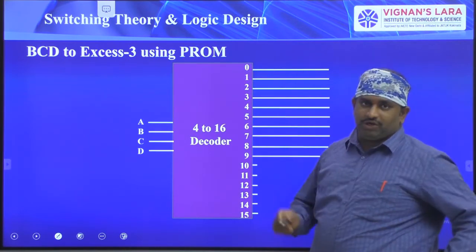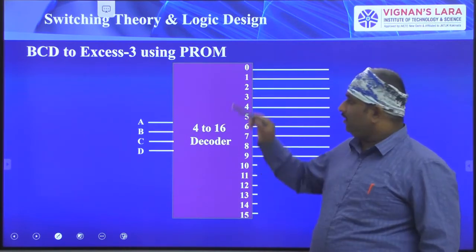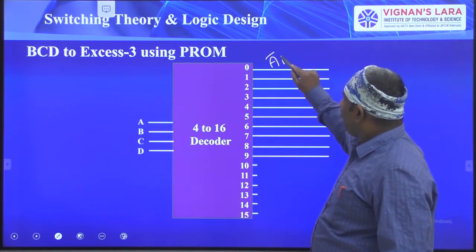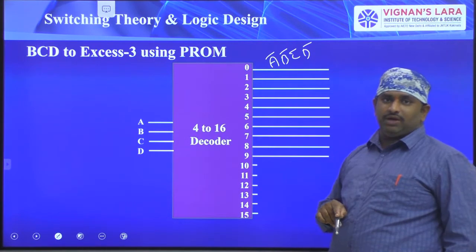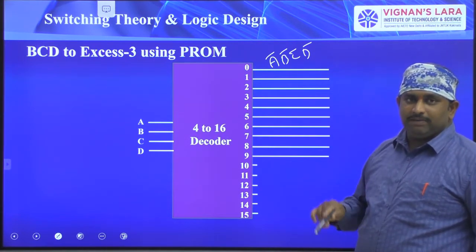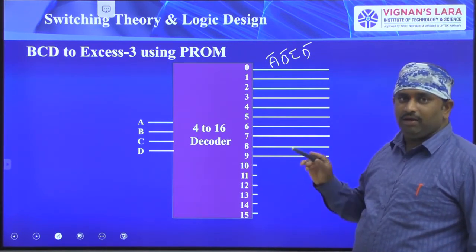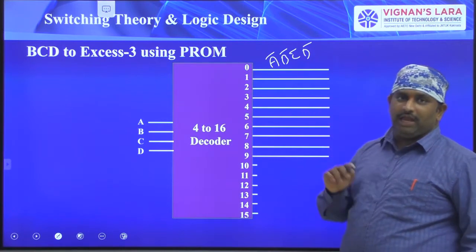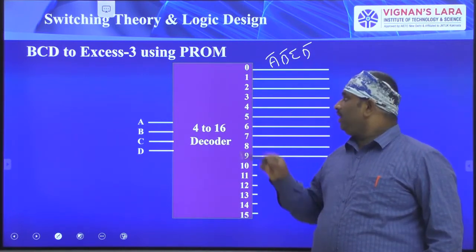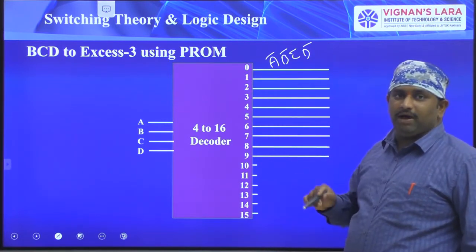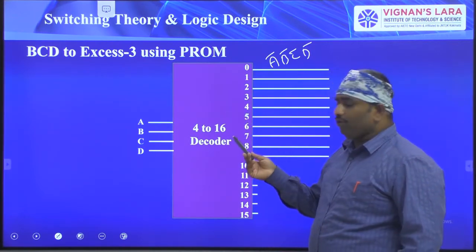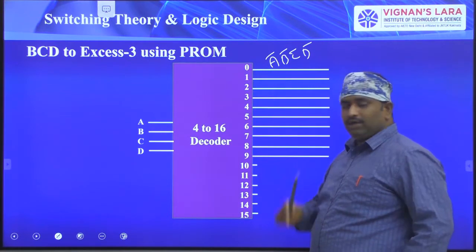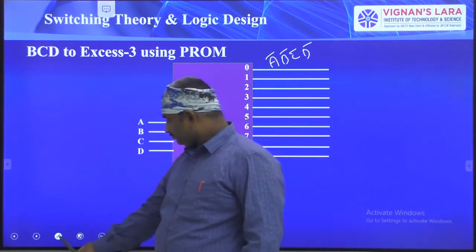Where 0 is representing A bar, B bar, C bar, D bar. And 1 is representing A bar, B bar, C bar, D. And 2 is representing A bar, B bar, C, D bar. And 3 is representing A bar, B bar, C, D. Right?